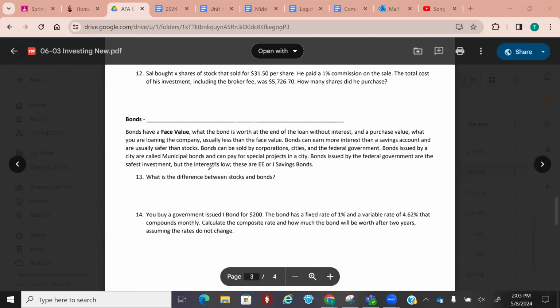Okay. Let's try this again. A bond is a loan issued by government, municipalities, or companies.